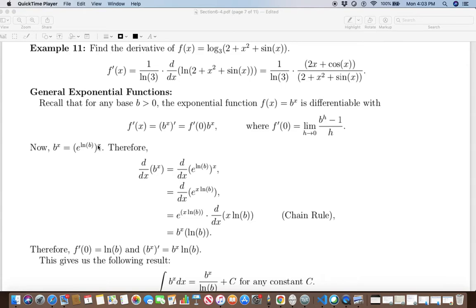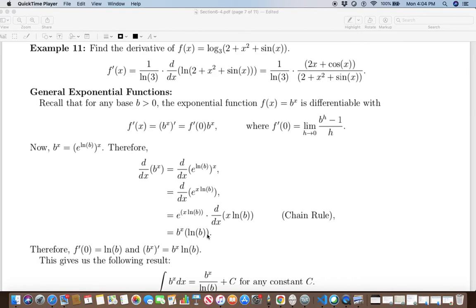So what happens when I take the derivative here? Well, this derivative is the same as this derivative. Exponent of exponent, so the powers multiply. Derivative of e raised to x natural log b. But this is an exponential function. The derivative is itself, and by chain rule, the derivative of this with respect to x is simply the constant natural log b. So all you have is e to x natural log b, which is back to b to the power x. And the derivative here is natural log b.